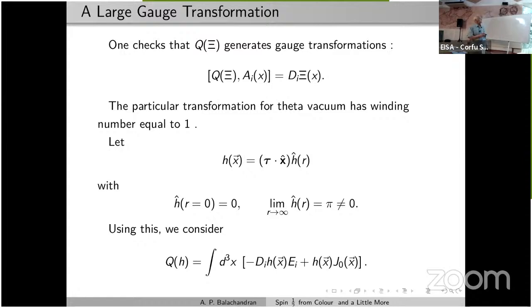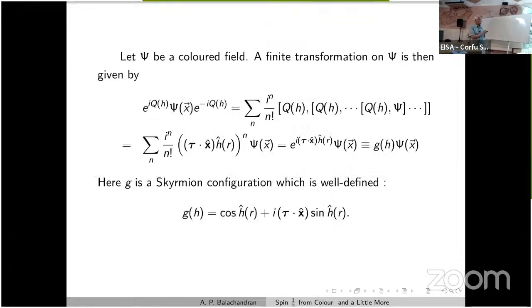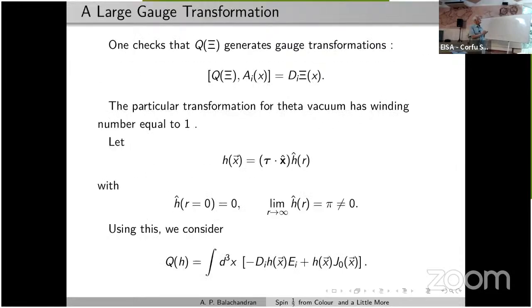So this H that I am writing down has this very peculiar property. Let's say, for me, an unexpected property, that if I make a spatial rotation, it changes because it doesn't rotate tau. So if I make a spatial rotation at infinity, this changes. If I make a local spatial rotation, this H is only changed by local terms, and that will only produce small gauge transformations.